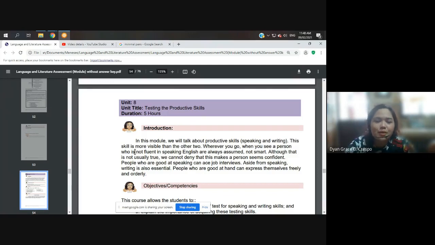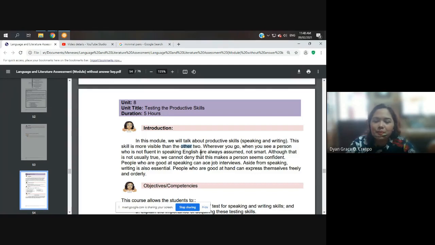This skill is more visible than the other two because you could check. Listening skill and reading skill, they could only be tested by answering some sort of questions. Okay, so it's either verbally or by writing. However, in speaking and writing, it's hard because when you're speaking, you're processing two things, the thinking part and the speaking part, and the writing part.